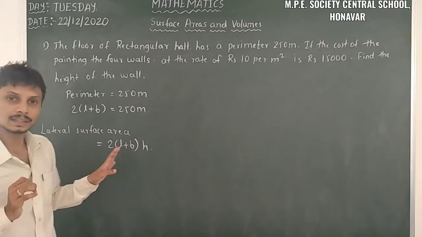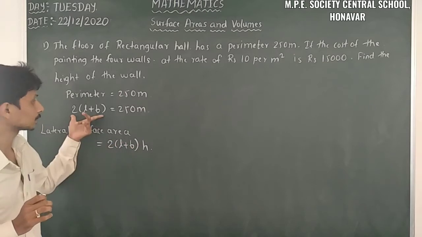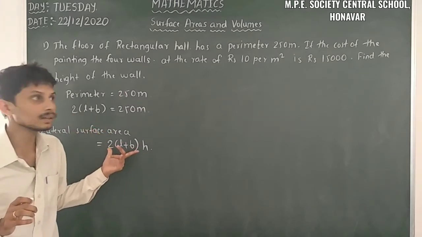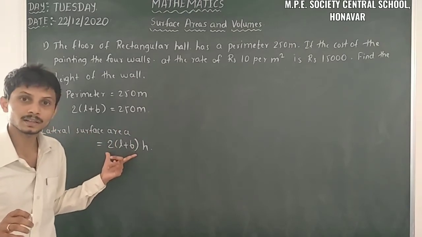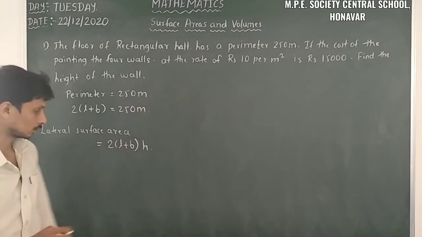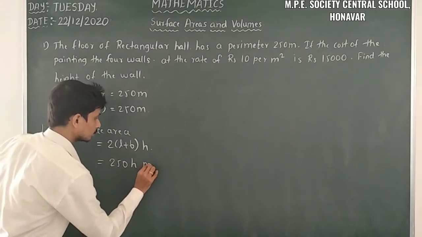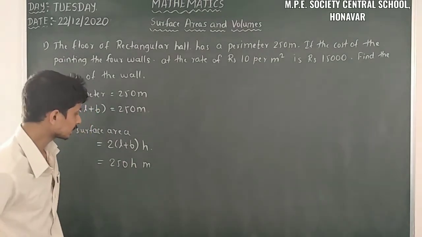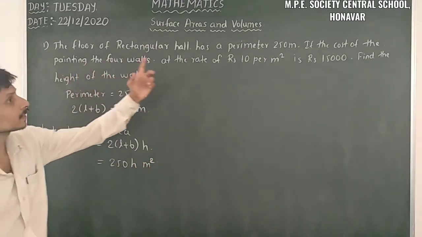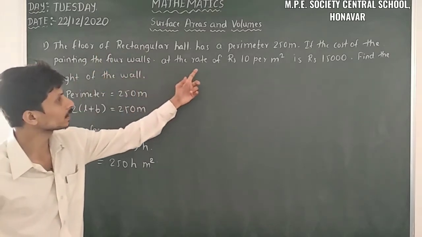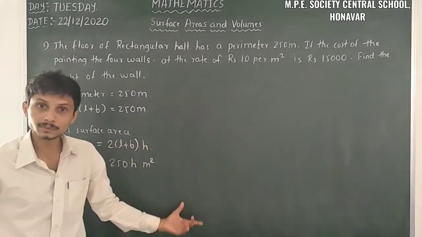Do we have any information about H? No. But just observe 2 into (L plus B): we have its value here. It is 250 meters. So we can insert the value of 2 into (L plus B) here, and we get 250 into H meter square. Also it is given that the cost of painting the four walls is at the rate of rupees 10 per meter square. Here we have 250 H meter square.